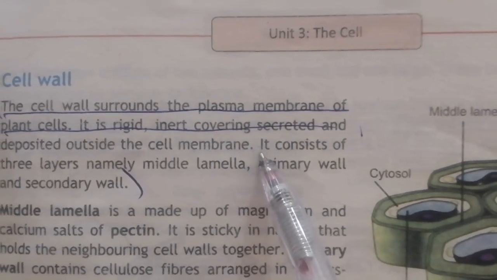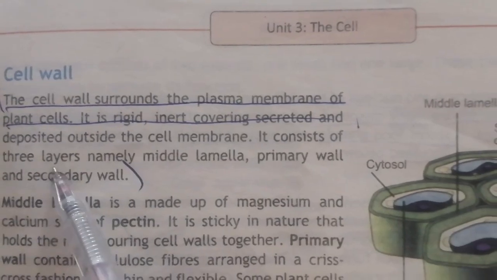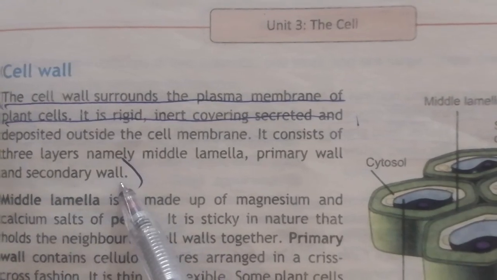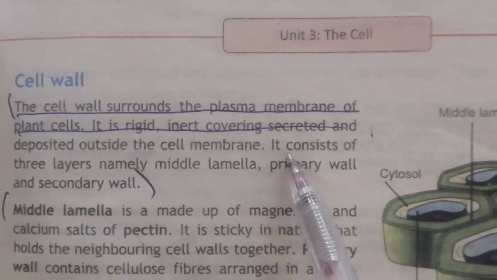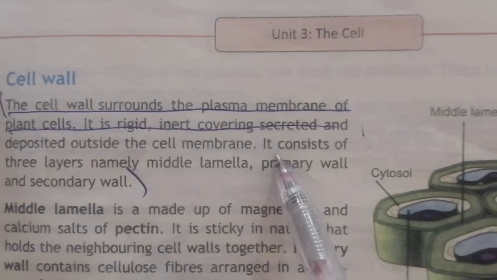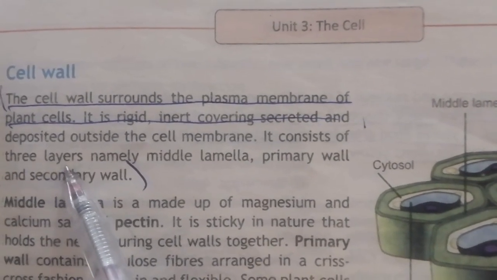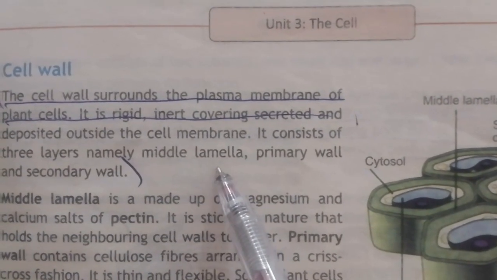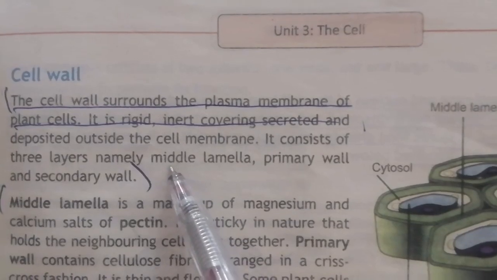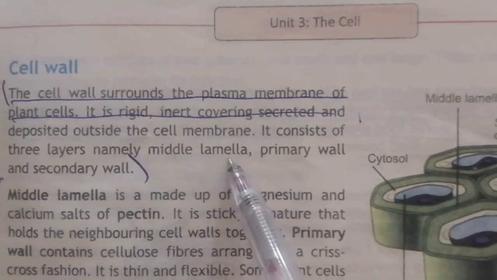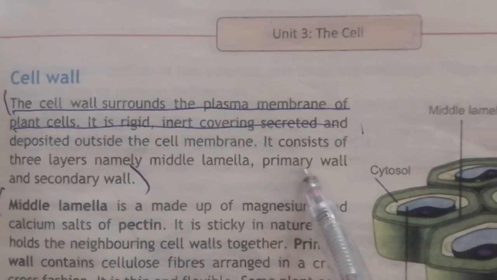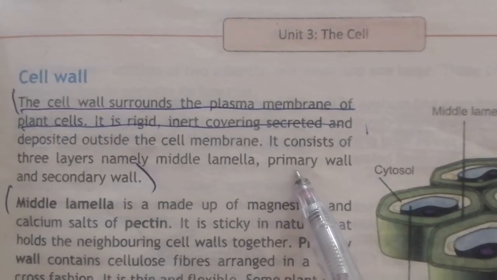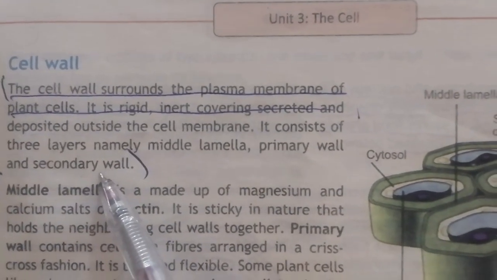Now, next heading, structure. It consists of 3 layers, namely middle lamella, primary wall and secondary wall. अगर इसके ओवरऑल स्ट्रक्चर पर बात की जाए तो ये 3 लेयर्स यानी 3 तहों पर मुश्तमिल होती हैं. यानी सेल वॉल कोई एक लेयर नहीं है बल्कि ये 3 लेयर से मिलकर बनी है. First layer which is present in the center of the primary and secondary wall is called middle lamella. Outer wall is the primary wall, and the wall which is present inside the primary wall is called secondary wall.